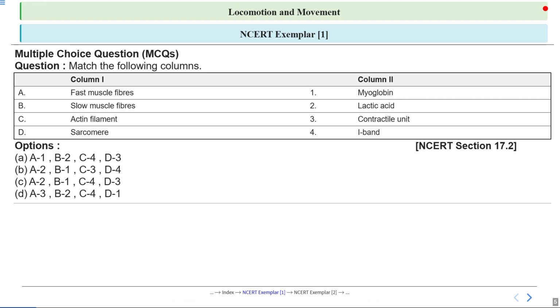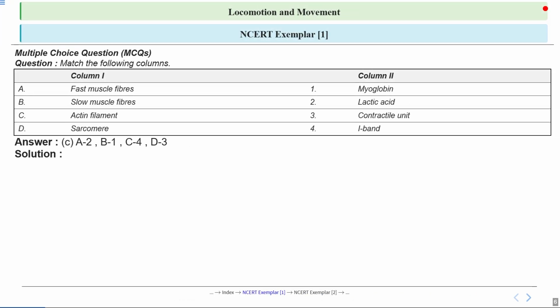So this is our first question, which is MCQ based, and the question is match the following. So we have to correctly match column 1 with column 2, and we have been given 4 options, so we have to see which is the correct option. Let's see the answer. So here the correct option is C, which is A is matched with 2, B is matched with 1, C is matched with 4, and D is matched with 3.